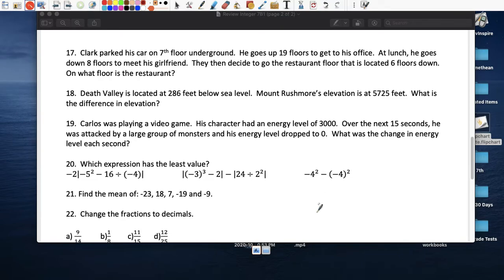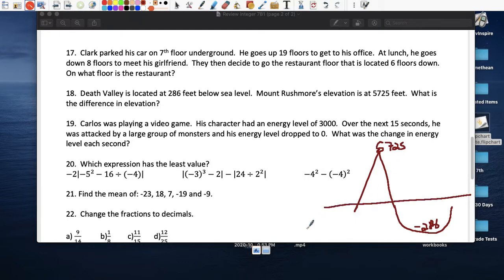Death Valley. We sort of did this. Okay, Death Valley. So imagine a valley over here. And that elevation is -286 feet below sea level. While Rushmore is 5,725 feet above. Okay, so that's 0. What's the difference in elevation between these two? Okay, so again, we have a start, we have a final, and we need the change, right?